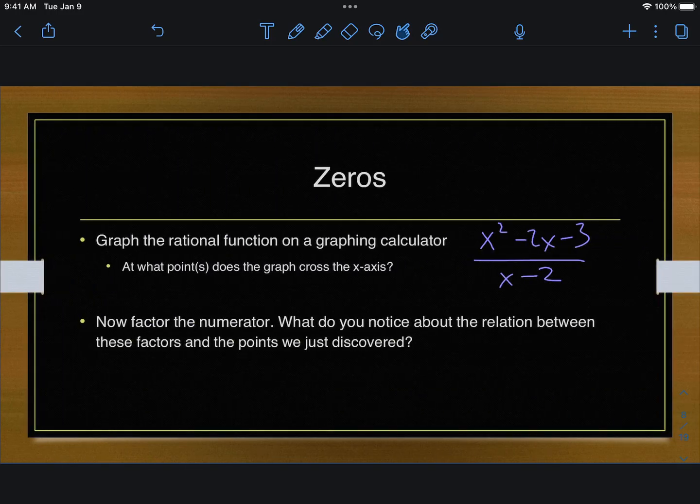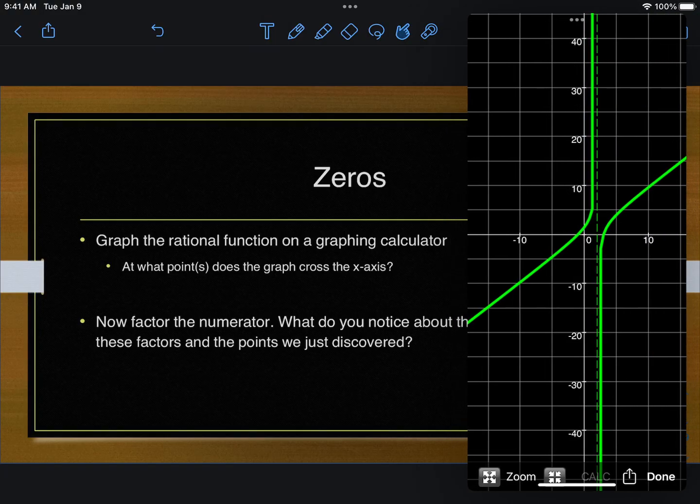Alright, so to try to learn about how zeros come about in a rational function, we're going to start out with graphing this rational function, and we're going to look at the points where it crosses the x-axis. Those are our zeros. So I've got the graph loaded up over here. Now it's kind of a tall, narrow graph, so it's a little bit different than what you're used to looking at probably. But this is a fairly typical rational function.